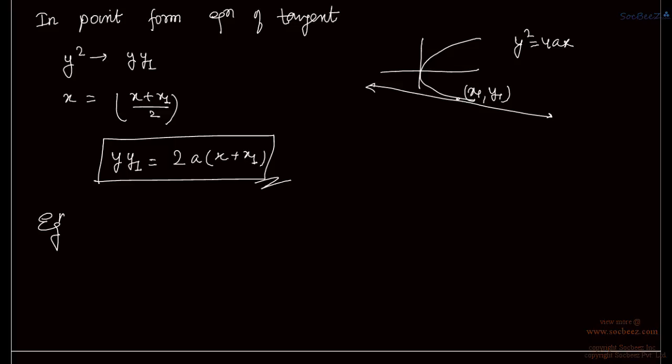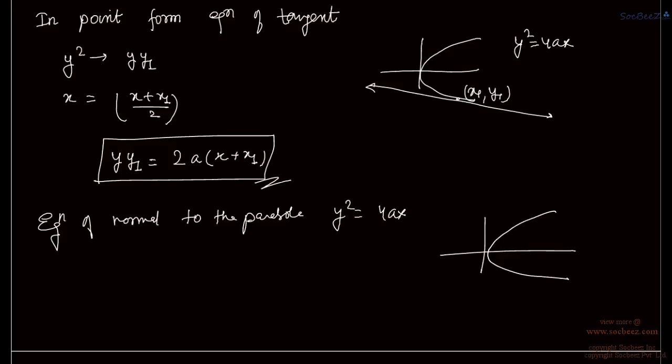Now the equation of normal to the parabola y square is equal to 4ax. A line is a normal to a parabola when, at the point of contact, when we draw a tangent, this tangent must be perpendicular to this line. So this is a normal. Let us write the equation of normal in parametric form.